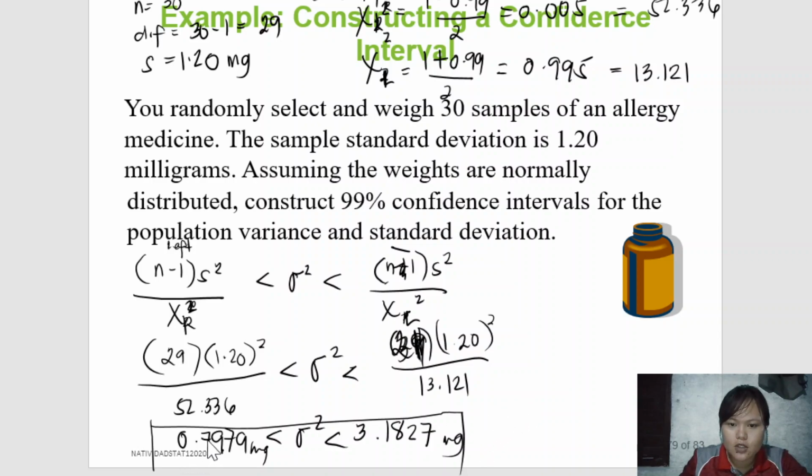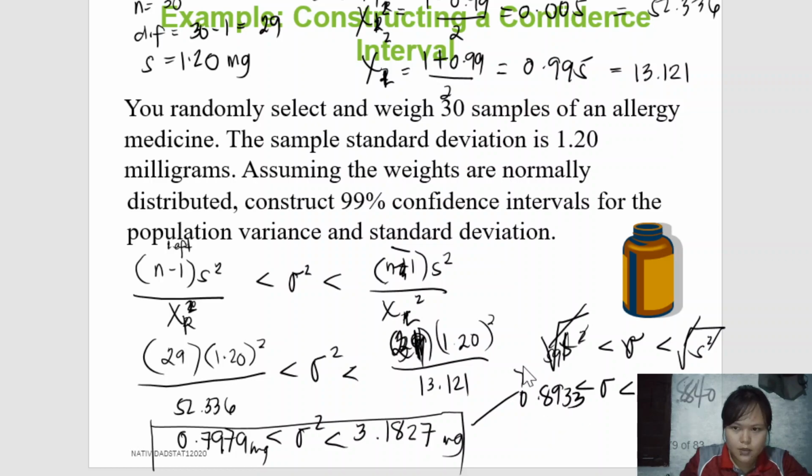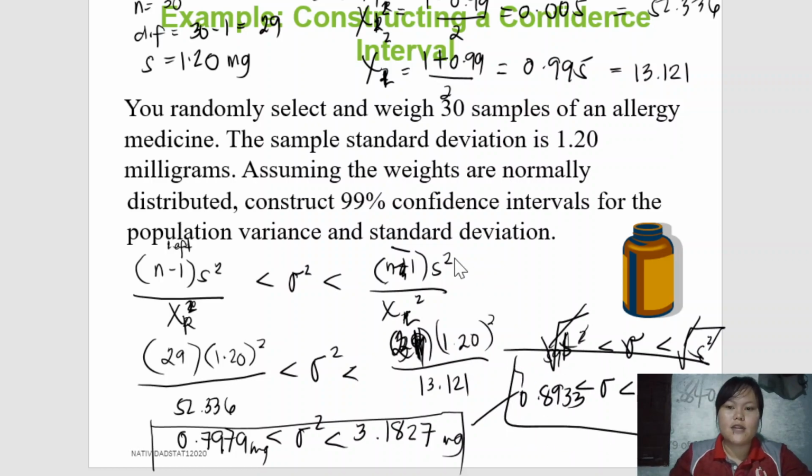For the standard deviation, we just take the square root of this. So you would be getting the square root of the one on this side, which gives 1.7840. Then the other one is the square root of 0.7979, which is 0.8933. Okay, so that's the value.